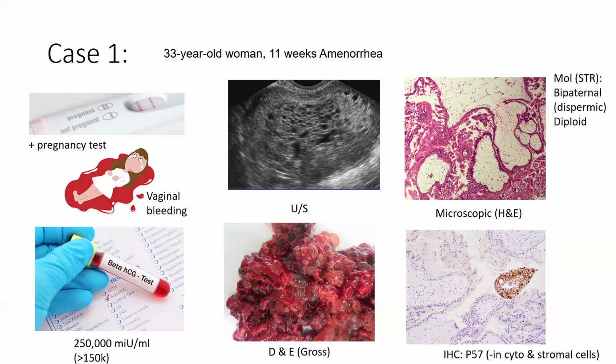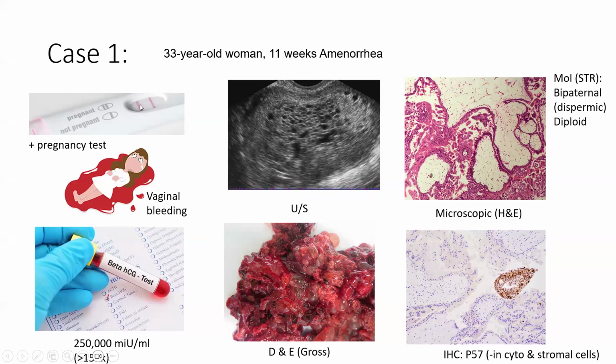Okay, so back again. We agreed we will go through 7 cases quickly, and Dr. Basil will give us 10 or 15 more minutes at the end. Okay, so case number 1. We have a 33-year-old woman. She has 11 weeks of amenorrhea.